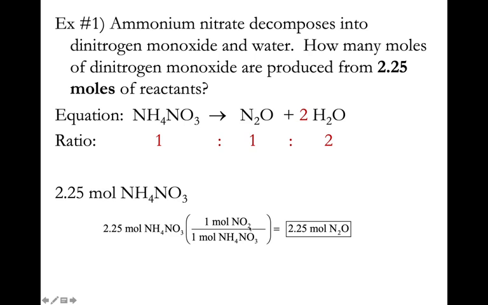Notice the typo I made here. This 2 should instead be written right here. Okay. So if it's a 1-to-1 ratio, if I multiply by 1, divide by 1, the value is still the same. So I would have 2.25 moles of N2O.